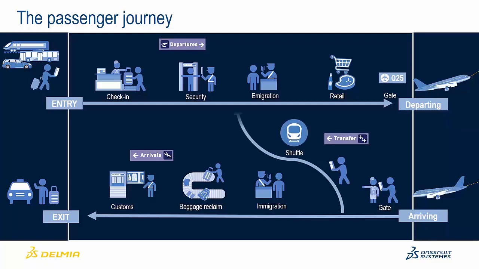And the third stream is the transferring passenger. So those are the passengers that arrive at the airport and they have to get to their departing gate. When we move, for example, from a domestic to an international flight, that means that this passenger would also need to go to additional checks like the immigration or maybe also security. And in between there could be a shuttle service that brings the passenger from one terminal building to the other. So these are the 3 main passenger journeys that we distinguish.